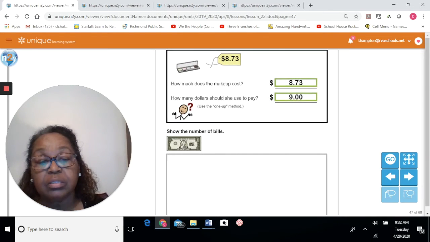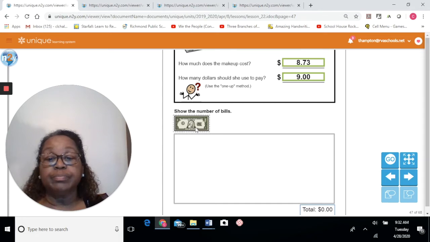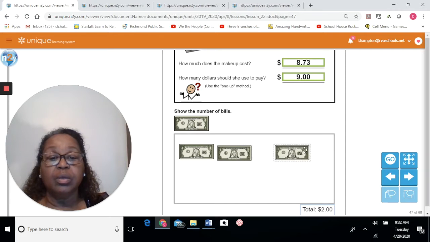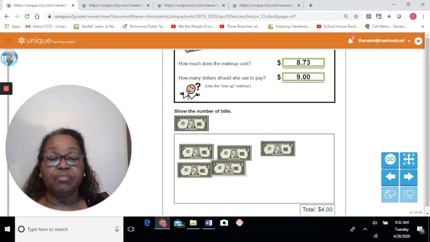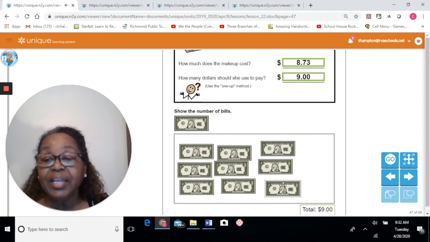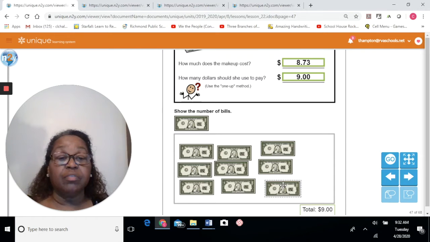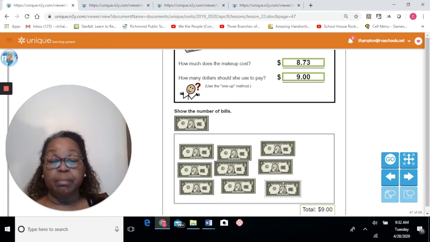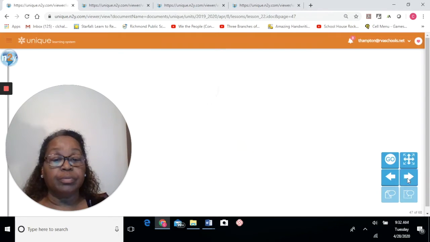Let's put that in our box. I'm going to give the cashier one more than the value. 1, 2, 3, 4, 5, 6, 7, 8, 9. All right. We have given the cashier $9. The cost was $8.73. We gave the cashier $9 so that the cashier will give us money back. All right, let's go to our next problem.